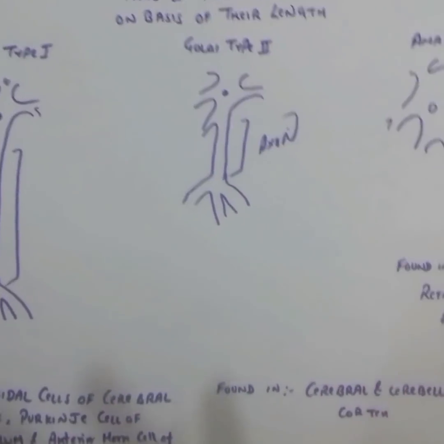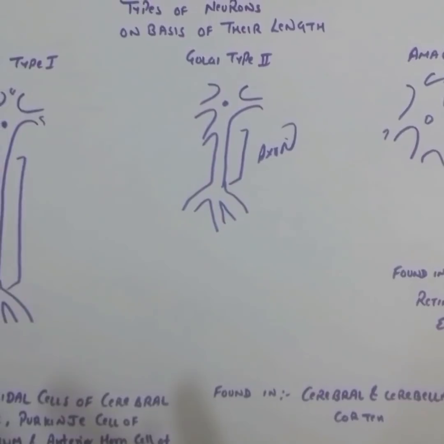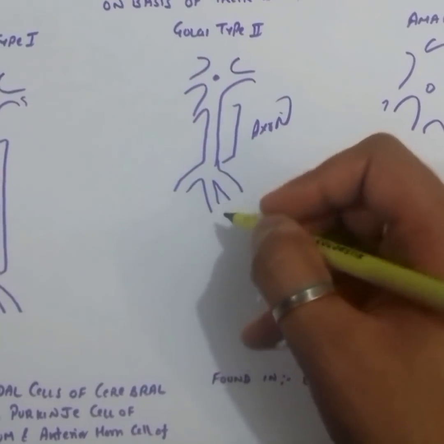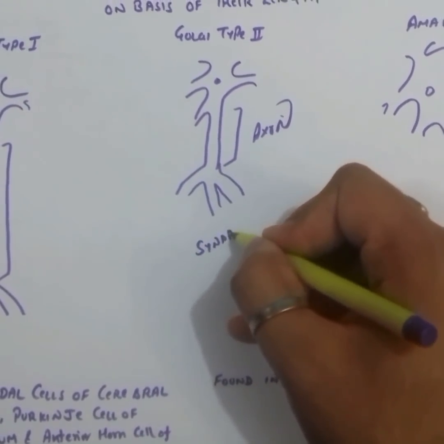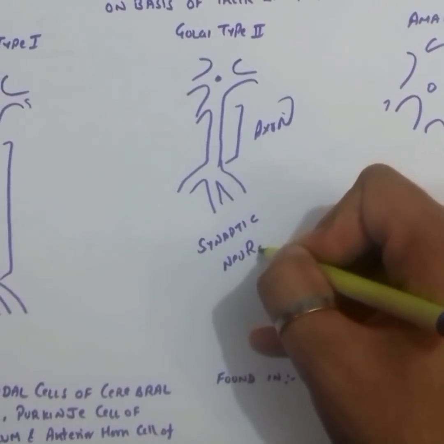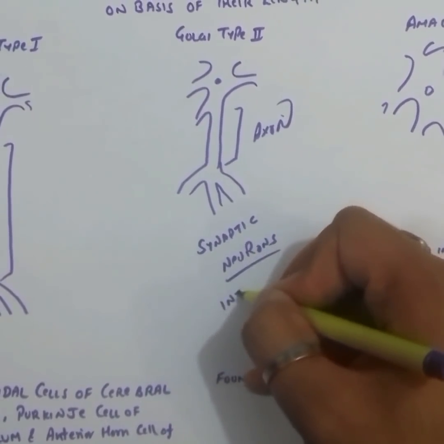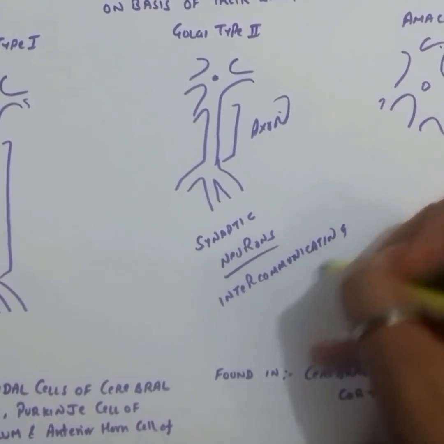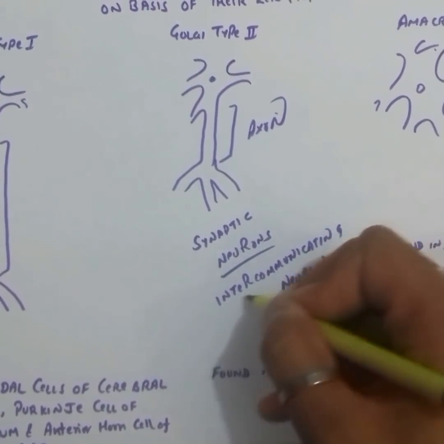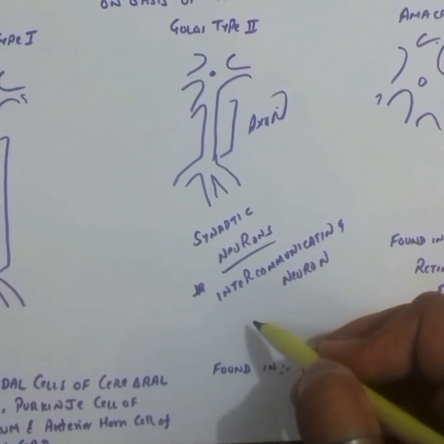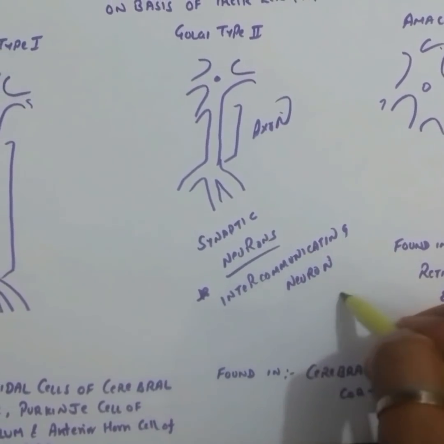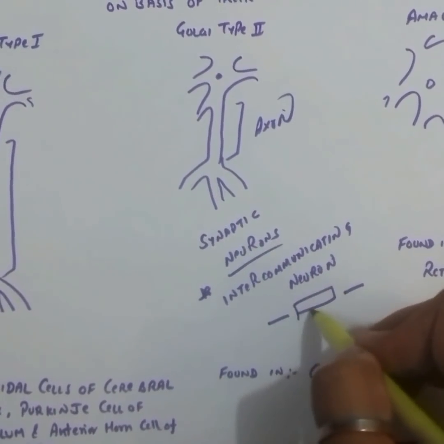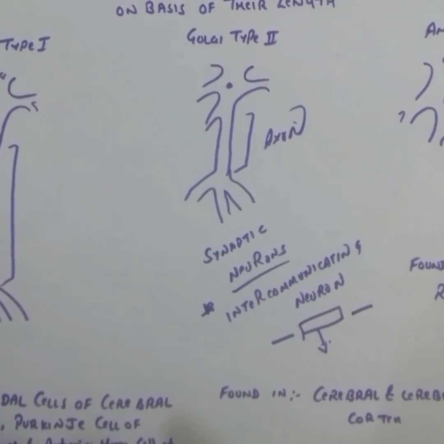So this was a detailed description of the different types of neurons and their location in the human body. It may be noted that the Golgi type 2 neuron mainly acts as the synaptic neuron or the intercommunicating neuron, which means the neuron which performs the function of communication between two neurons. Meaning if there is a neuron here and a neuron here, then in between there will be a Golgi type 2 neuron, or the intermediate neuron. Thank you.